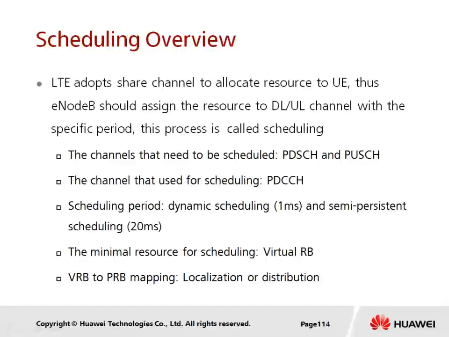The user has to monitor the PDCCH channel in order to decode the scheduling result for both uplink and downlink. The scheduling period is divided into two types, including 1 millisecond for dynamic scheduling, which is for most of the users or most of the services in LTE. And the second type of the scheduling period is 20 milliseconds, which is for semi-persistent scheduling, usually applicable for VoLTE users.